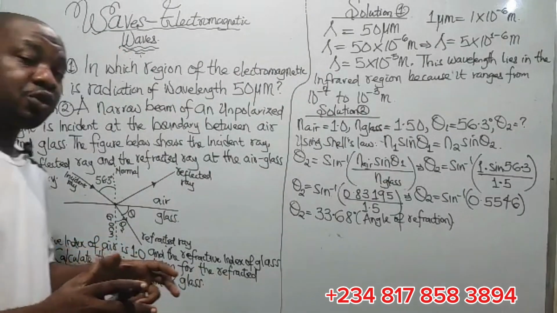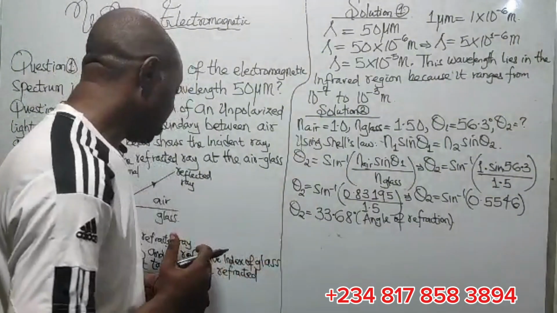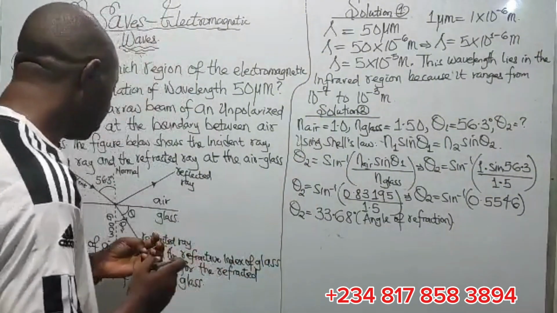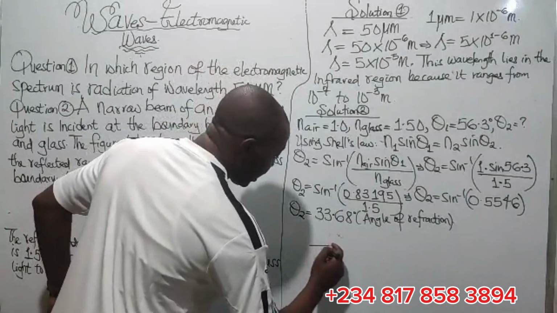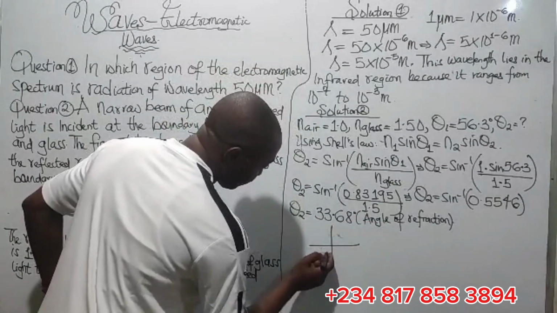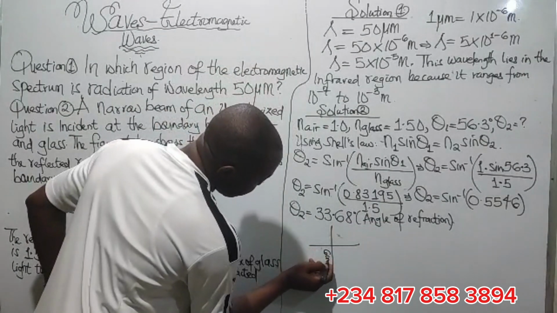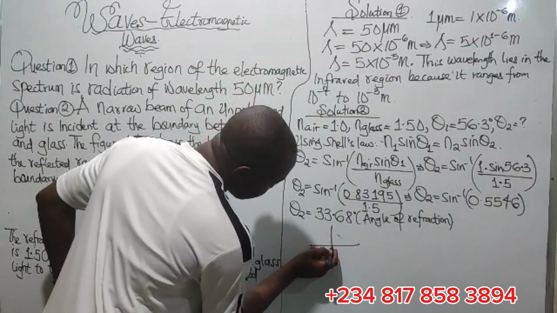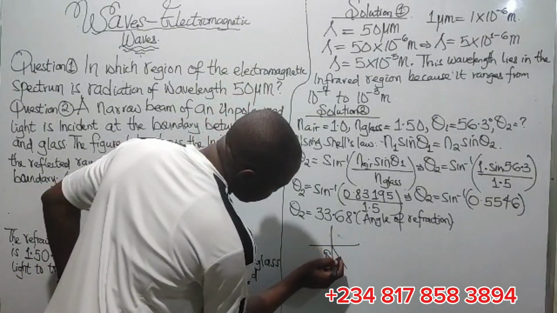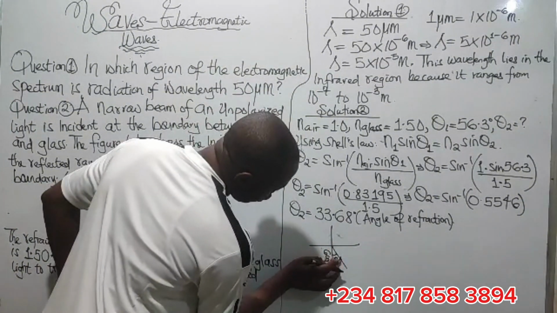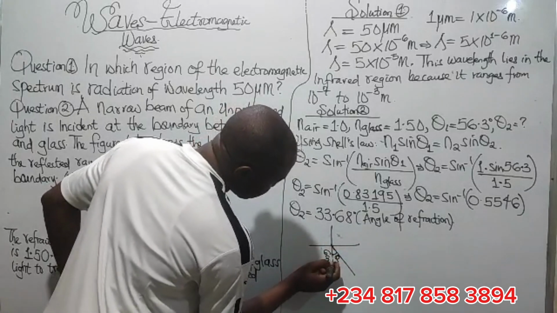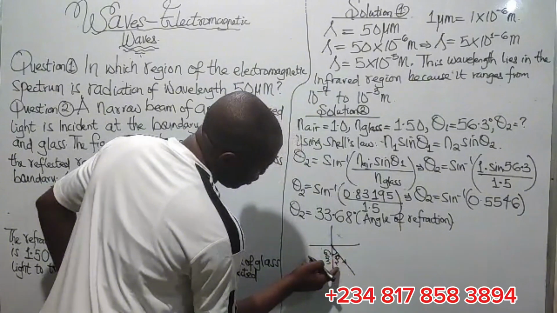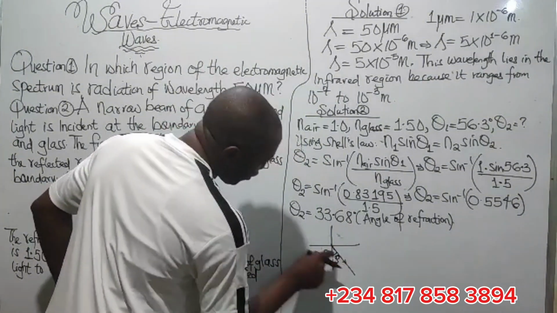to travel a depth of 6.0 centimeters. Okay, that means, remember I said the light travels at a depth of 6 centimeters, but the length of this line, now we have our theta 2, which is the angle of refraction. Now what is the length of this line?